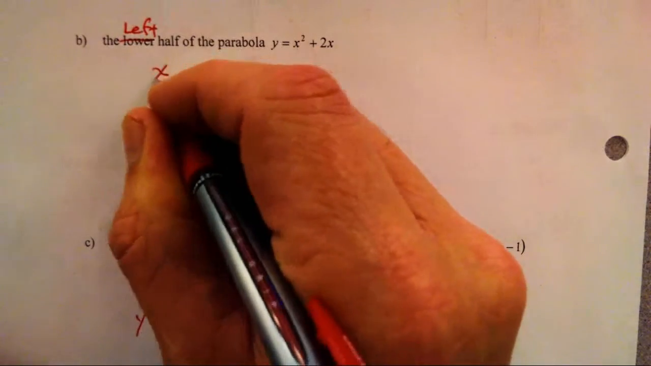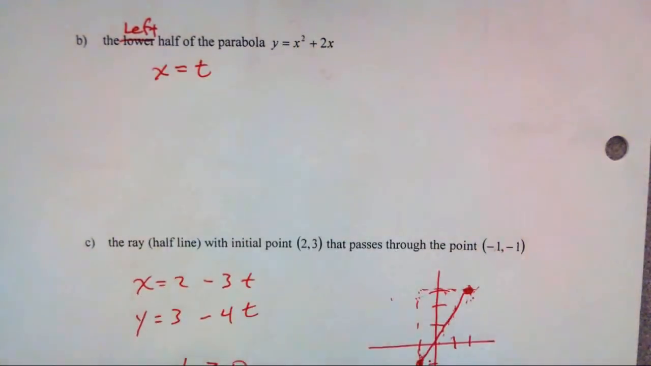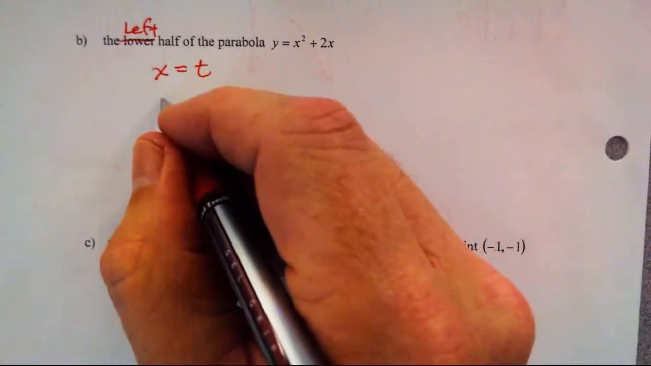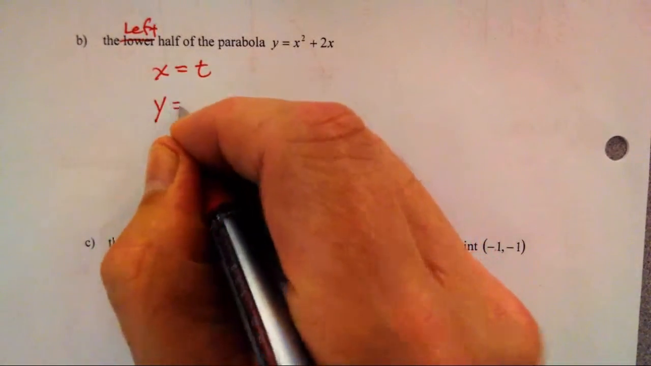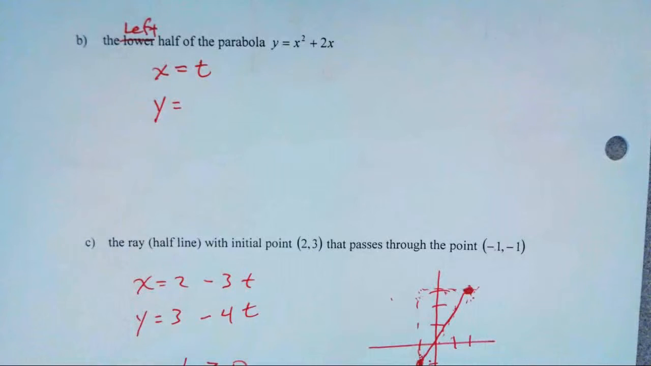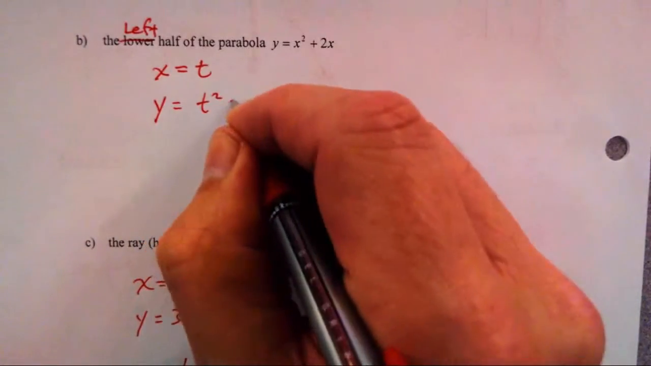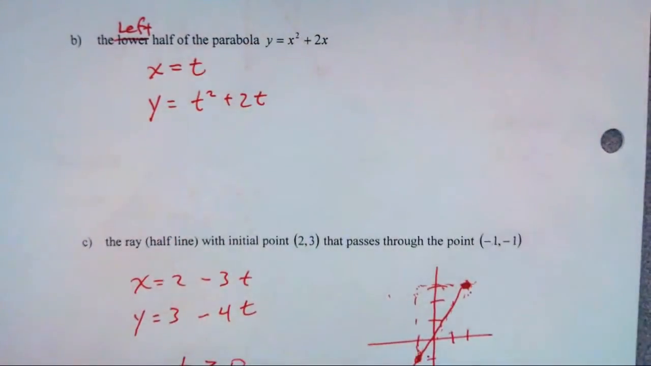say x equals t. This is my parametrics. What do you suppose I'm going to say y equals now? Since x equals t. T squared plus 2t. All right?